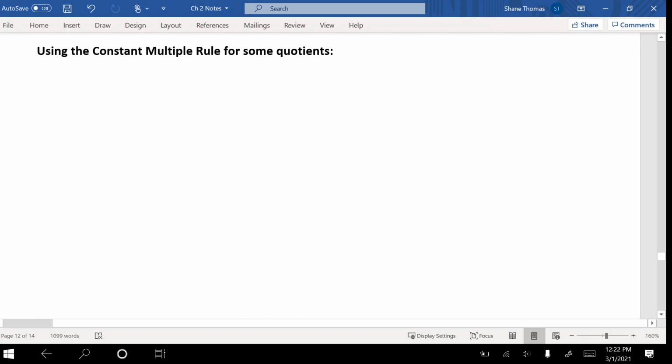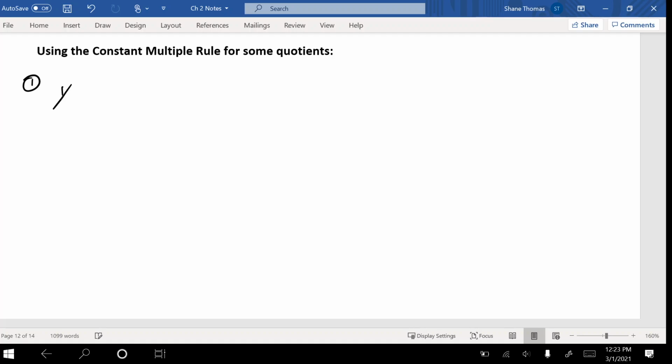Constant multiple rule for some quotients. So remember I said just because there's a fraction in it doesn't mean they're all quotient rules. Okay, this is where you're going to see that. So what we're going to do, I'm going to give you a couple and we're going to rewrite them and use the constant multiple instead of doing the whole quotient rule. I think the big thing you'll see too is there's no x's on the bottom of these except for a couple.